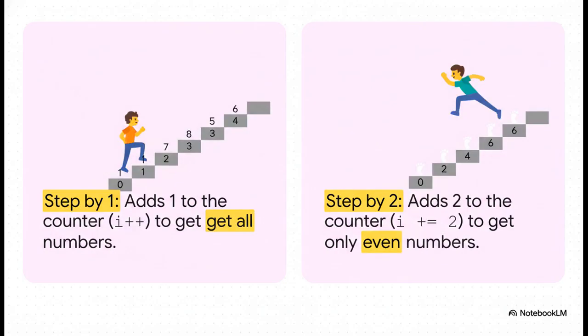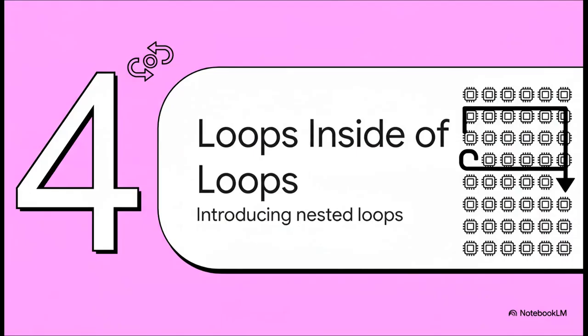We can also change the step size. What if you don't want to count by 1? What if you only want, say, the even numbers? It's simple. You just tell the increment part to add 2 to the counter on each pass instead of just 1. So by just tweaking these little parameters, you get this really precise control over exactly how the repetition happens. Okay, now this is where things get really powerful. What happens when you put a loop inside of another loop?